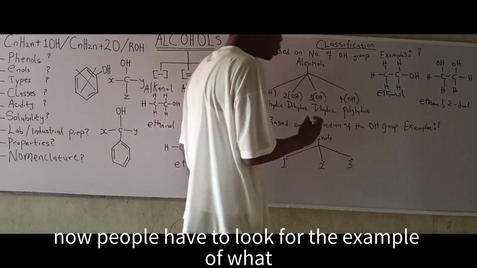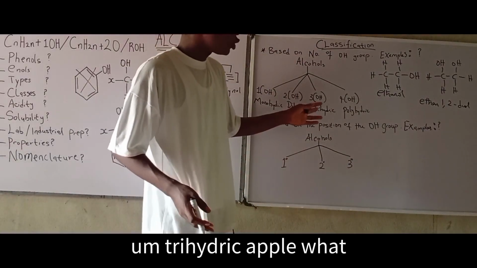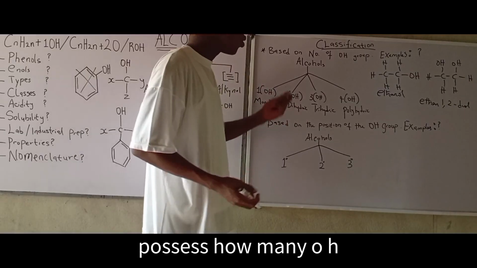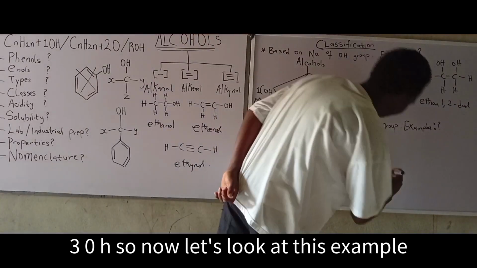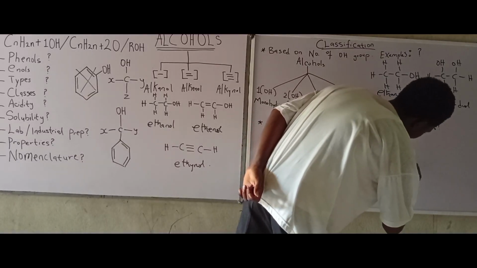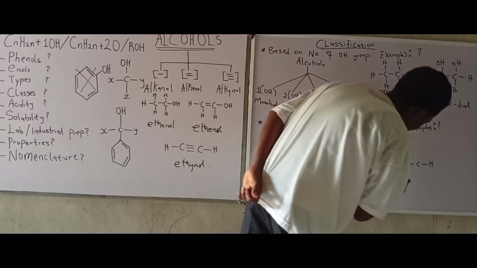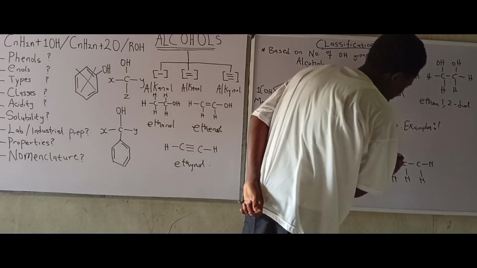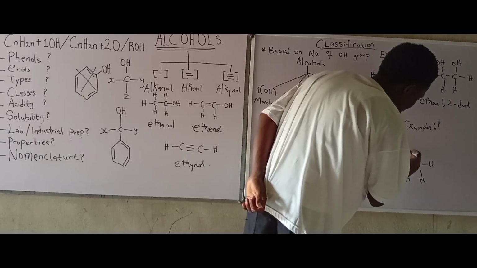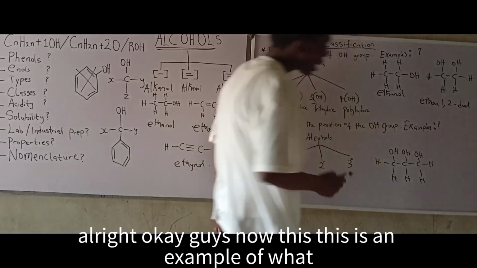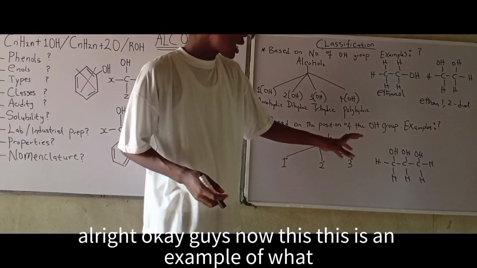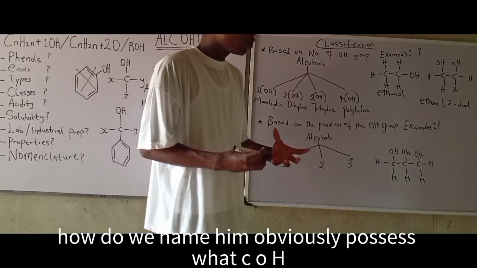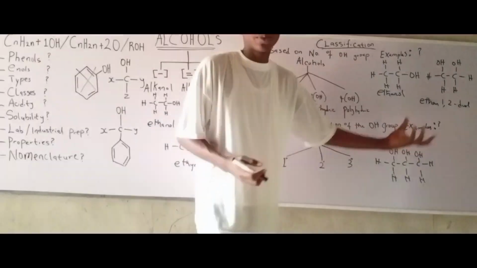Okay. Now, if we are to look for the example of trihydric alcohols, it's also the same thing. The alcohol has to possess how many OH? Three OH. So now, let's look at this example. Make sure you carefully review everything we'll be looking into. Alright, okay guys. Now, this is an example of a trihydric alcohol. If we are to name this guy, how do we name him? Obviously, it possesses three OH.